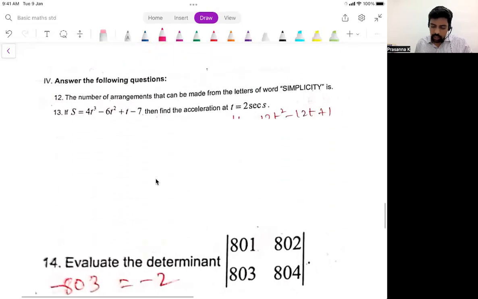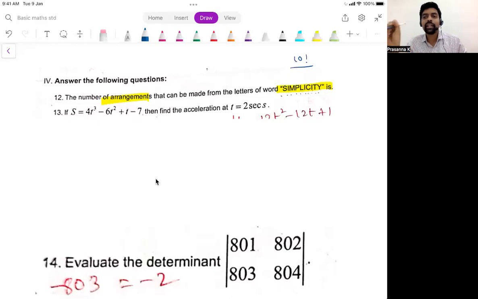Then 12th question, find the number of arrangements that can be made from the letters of the word simplicity. Now simplicity, count the number of letters. So the number of letters are 10: 1, 2, 3, 4, 5, 6, 7, 8, 9, 10. There are 10 letters. So 10 letters can be arranged in 10 factorial ways. But the catch here is the letter I is repeated thrice, 3 times. So you have to do like this, 10 factorial divided by 3 factorial. This is permutation of like things. Okay, so the answer is 10 factorial divided by 3 factorial.